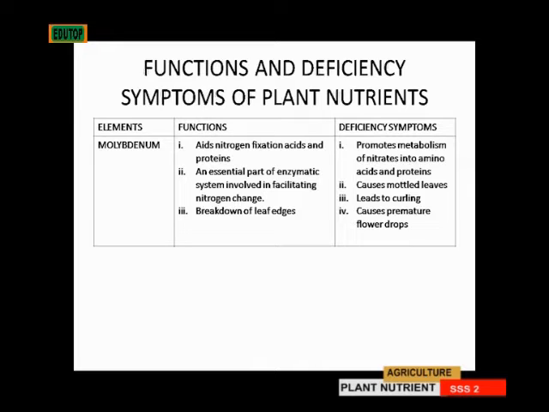The deficiency symptoms of molybdenum include: 1. It promotes metabolism of nitrates into amino acid and protein. It causes mottled leaves. The leaves begin to mottle, they begin to fold. Then it leads to curling of the leaves. Then it causes premature flower drops.